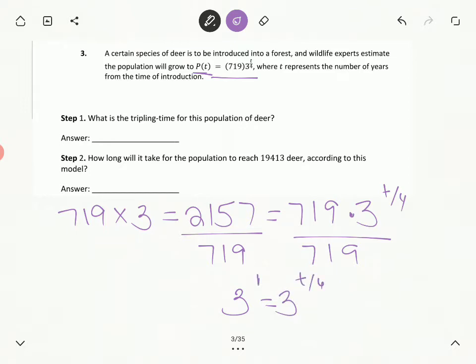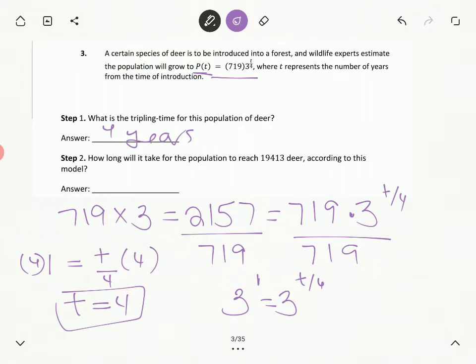There's a little 1 here, so we have to figure out what our t is. If 1 is equal to t divided by 4, we multiply by 4 on both sides, and our t is equal to 4. So the tripling time for this population of deer is 4 years.